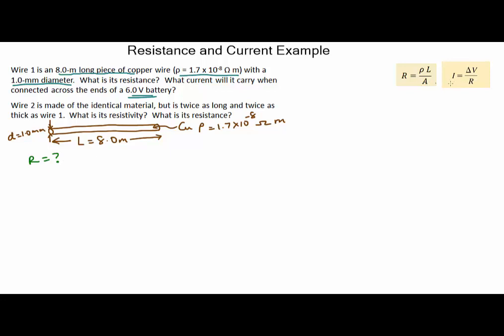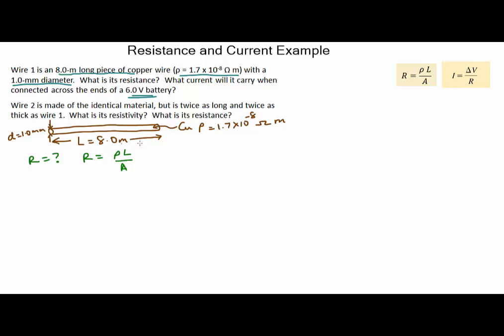Here are the equations that we're going to need for this question. Let's start with the equation for resistance, which is rho times L divided by A. Rho is the resistivity, we know its value. L is the length of the wire, we know its value. A is the cross-sectional area of the wire, and we are not given that directly, but we are given the diameter of the wire.